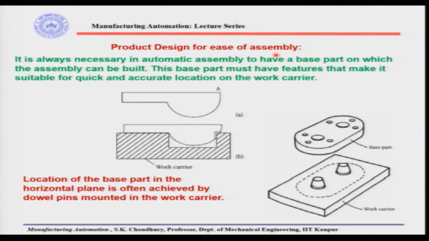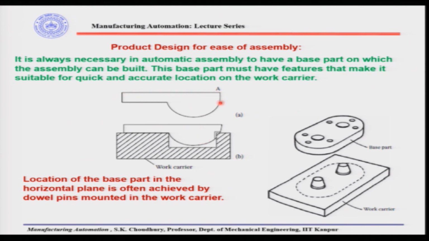Product design for ease of assembly, we are continuing. It is always necessary in automatic assembly to have a base part on which the assembly can be built. This base part must have features that make it suitable for quick and accurate location on the work area. Let us take an example of this. For example, this is a base, all right. This is a work carrier.